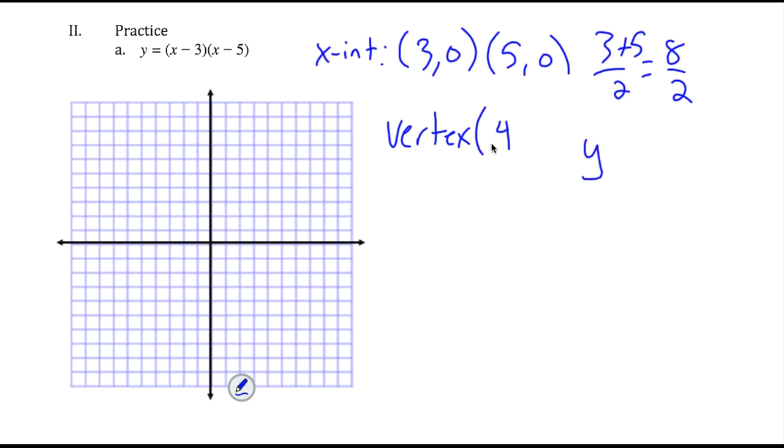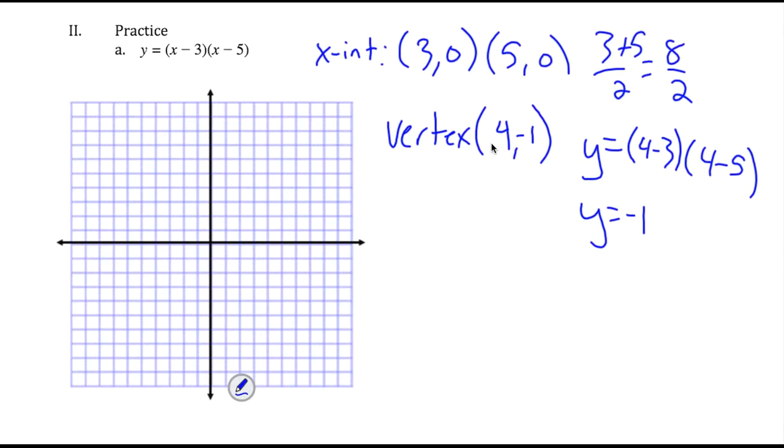Now, I do have to plug in 4 to get my y value, so I'm going to do that. I get y equals 4 minus 3 times 4 minus 5. Easier to do the parentheses first. I get 1 times -1, so my y value in this case is -1. So my vertex is all done.